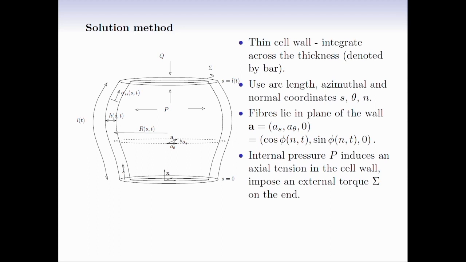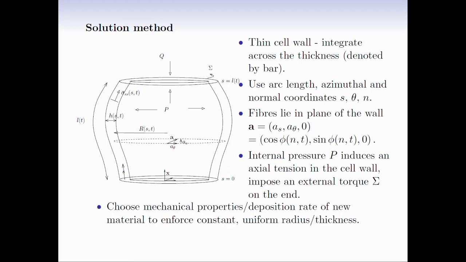I've got an internal pressure P, which is going to produce my axial tension, and I'm going to potentially impose an external torque, capital sigma, which is going to tell me, maybe there are other cells influencing what's going on, or some kind of thing from the environment. I'm going to choose my mechanical properties and my deposition rate of new material to enforce a constant uniform radius of my cylinder, and a constant uniform thickness of my cell wall. And that works quite nicely.